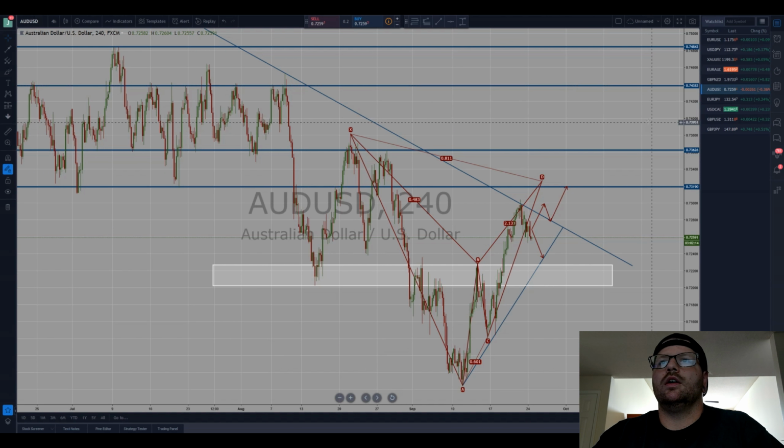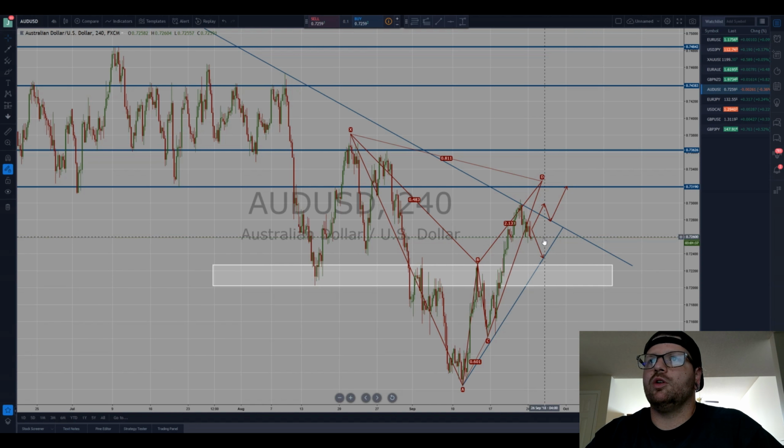AUD USD, we have a bat pattern on AUD USD. I did not have this drawn last week. Honestly, I didn't see it at the start of the video last week, but I do see it today. So the bat pattern completes between the 7.325 and 7.345, I believe, somewhere in that range. So if we do get a break and a retest of this trend line that's drawn, which we can see that last week it was retested and respected, I would not be surprised if we saw more bearish momentum come out of this before the completion of the bat pattern.